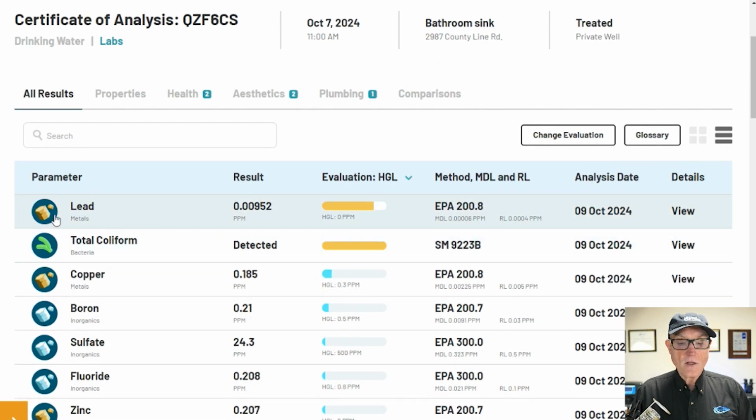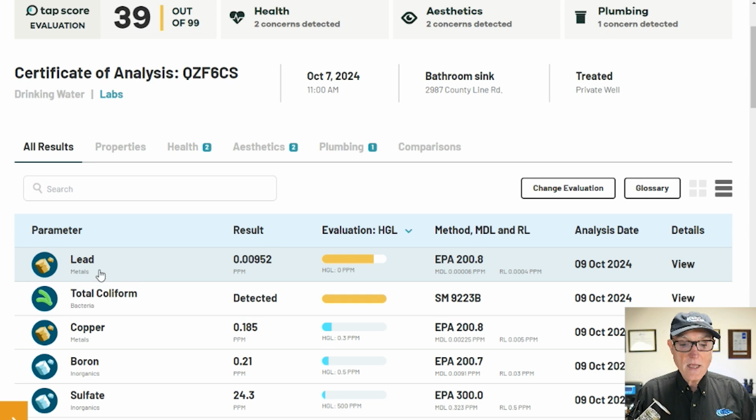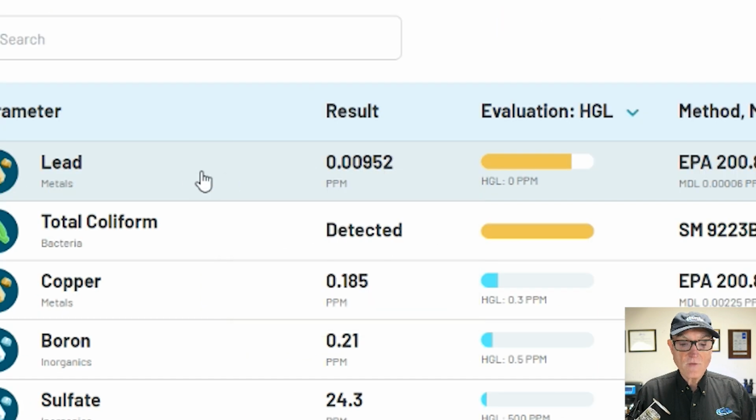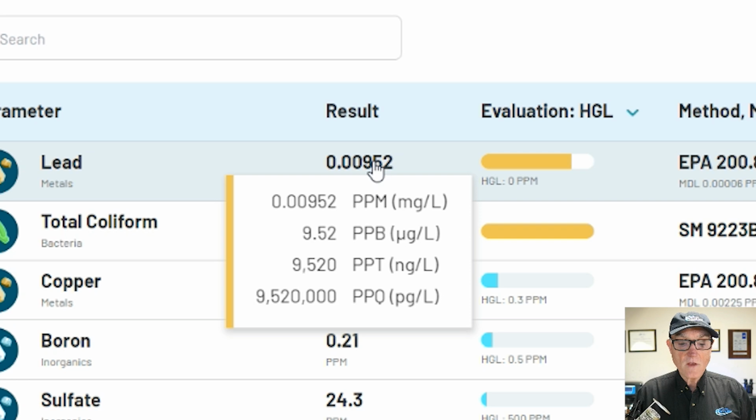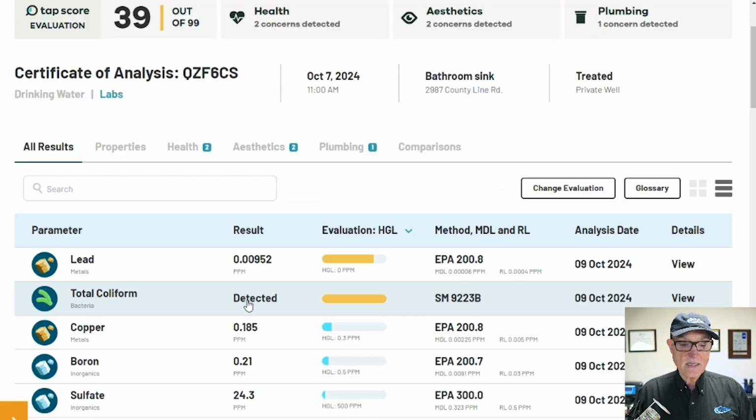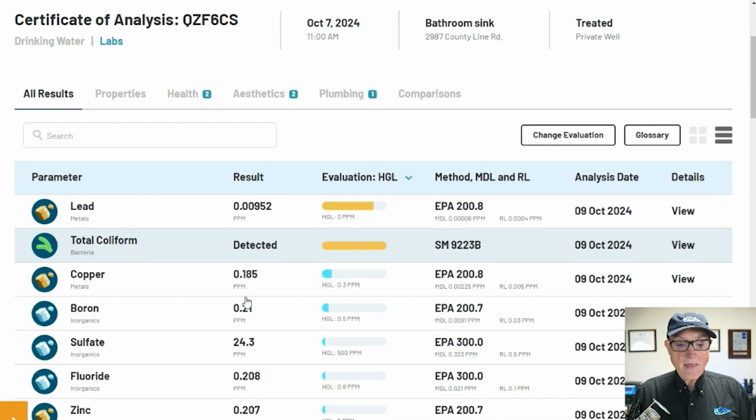If you see here, this particular report has lead. He did have some lead. And if you mouse over it, you'll see that it's 9.5 parts per billion, ppb. And the standard for lead is basically 0. You don't really want any lead, but the MCL standard is 15, so it should be less than 15 parts per billion. Lead isn't a problem to shower in, but as far as drinking, particularly if you have children, you don't want any lead in the water, obviously. But this gives you an idea here. Also, this one did detect total coliform, which is bacteria. And then you can just go down the list.